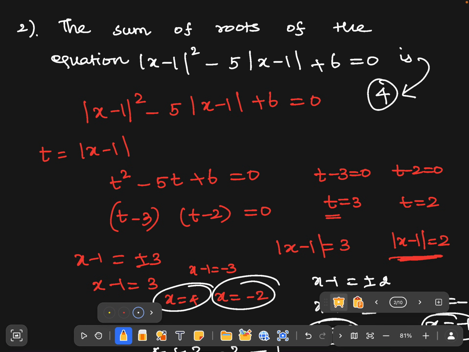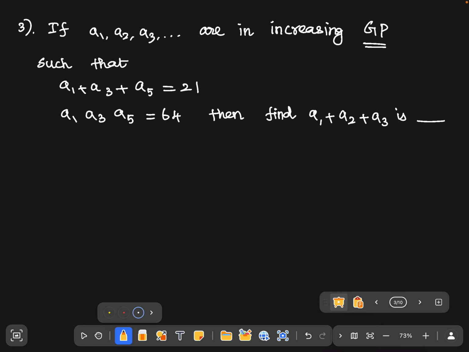We move on to question number 3, which is from geometric progression. If a1, a2, a3 are an increasing GP, that is what we have to look at, such that a1 plus a2 plus a3 is equal to 21.